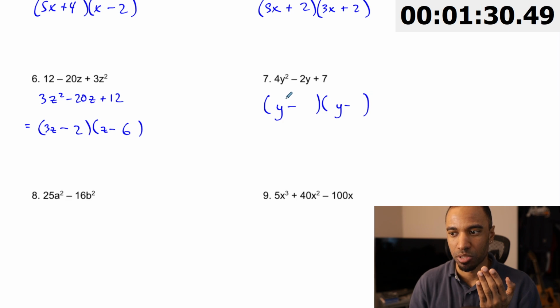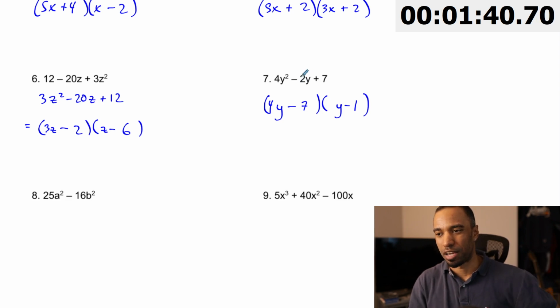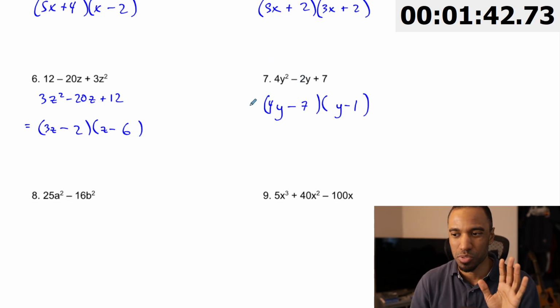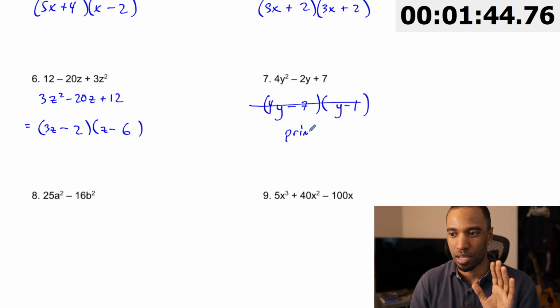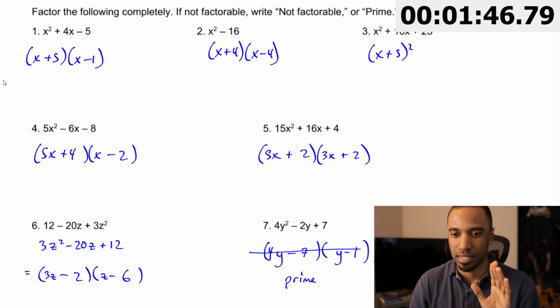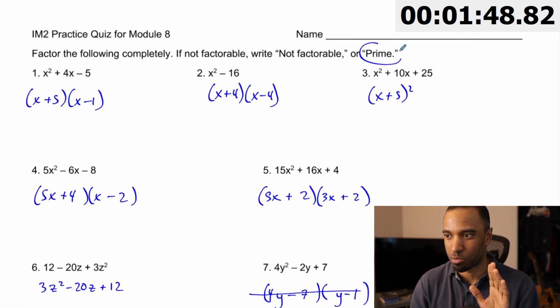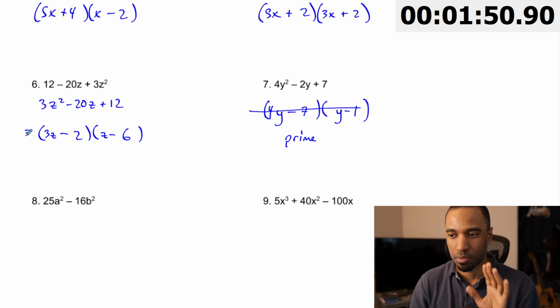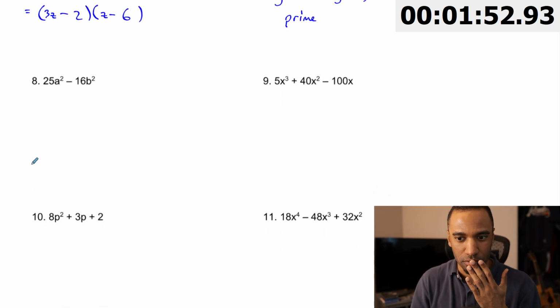Oh, this might not be factorable. 4y, 1y, minus 1, minus 2y. Oh, it's definitely not factorable. That's a minus. Okay. I'm going to guess this one's not factorable, so I'm going to put prime. I did see this said if not factorable, right? Not factorable or prime. So I think that one's not factorable. I'll go back into that when we go over it.